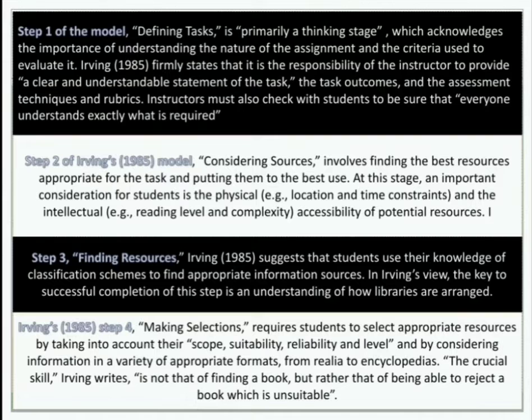Irving's 1985 Step 4, making selection, requires students to select appropriate resources by taking into account their scope, suitability, reliability, and level, and by considering information in a variety of appropriate formats, from reference works to encyclopedias. The crucial skill, Irving writes, is not that of finding a book, but rather that of being able to reject a book which is unsuitable.